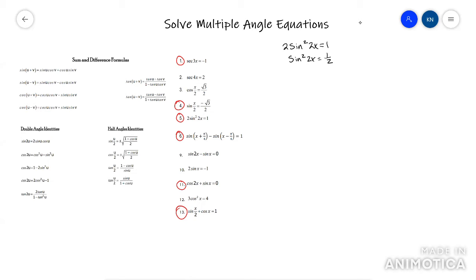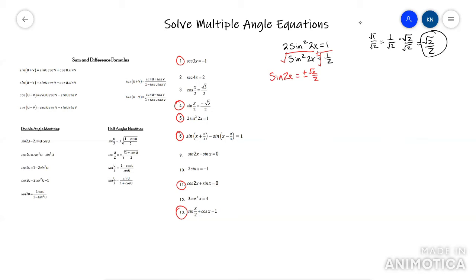The second thing I would do is root it. Now, when you root 1/2, you're going to get root 1 over root 2, which is 1 over root 2. And if you rationalize that, you would times by root 2 over root 2, and you'd get root 2 over 2. This is what you're used to seeing. So just keep that in mind. That's how I'm going to get there. When you root something, you need plus minus. So you're going to get sine 2x equals plus minus root 2 over 2.